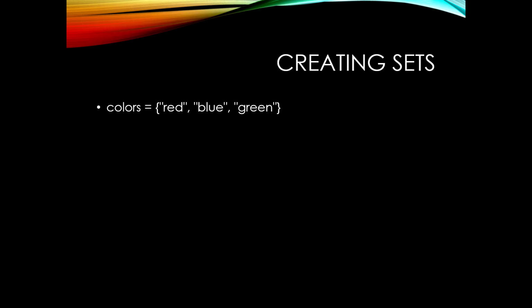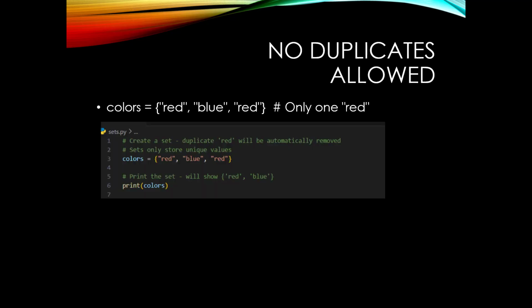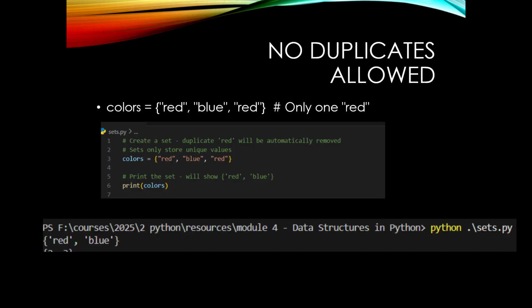colors equals red, blue, green. Now the thing is, no duplicates are allowed here. Let's create colors equals red, blue, red. Only one red will be stored. Let's execute it. See?